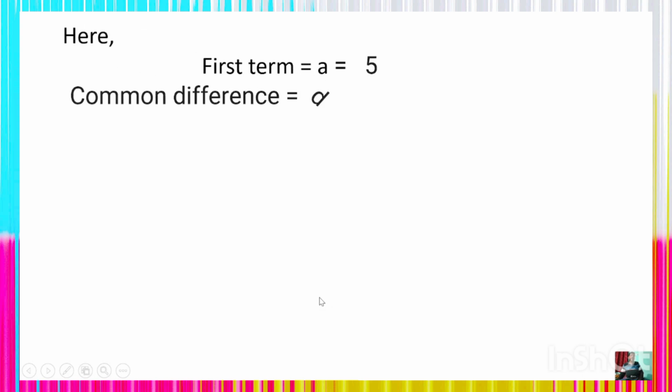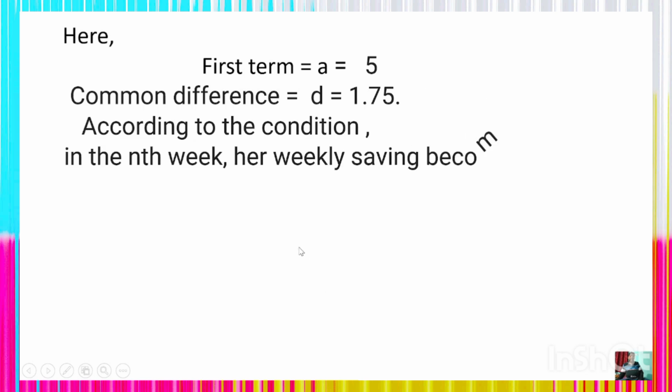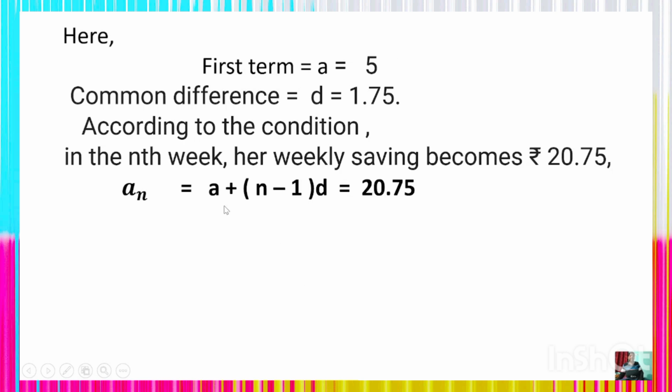Here the first term a is equal to 5. The common difference d is equal to 1.75. So according to the condition, in the nth week of the year, her weekly saving becomes 20 rupees 75 paisa. We can use the general formula of the nth term of the AP, which is a plus (n minus 1) whole into d, which is 20.75, right? So 5 plus (n minus 1) whole into 1.75 is equal to 20.75, right?